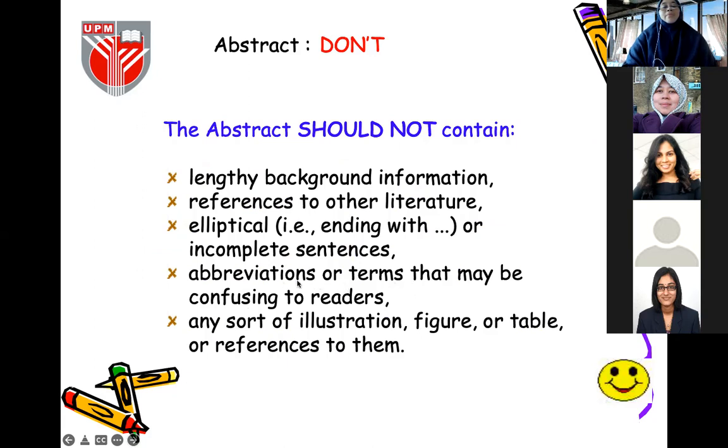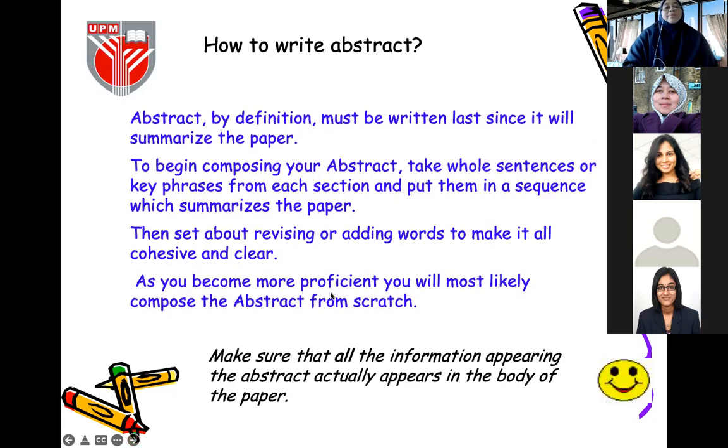Abbreviations, of course, all abbreviations have to be spelled out. There shouldn't be any figures or tables in the abstract. So the abstract, by definition, must be written last. That's why, when I read the theses of my students, I read everything and do all the corrections first, and then in the end we write the abstract. Because the abstract is a summary of the paper, as well as a summary of the thesis.